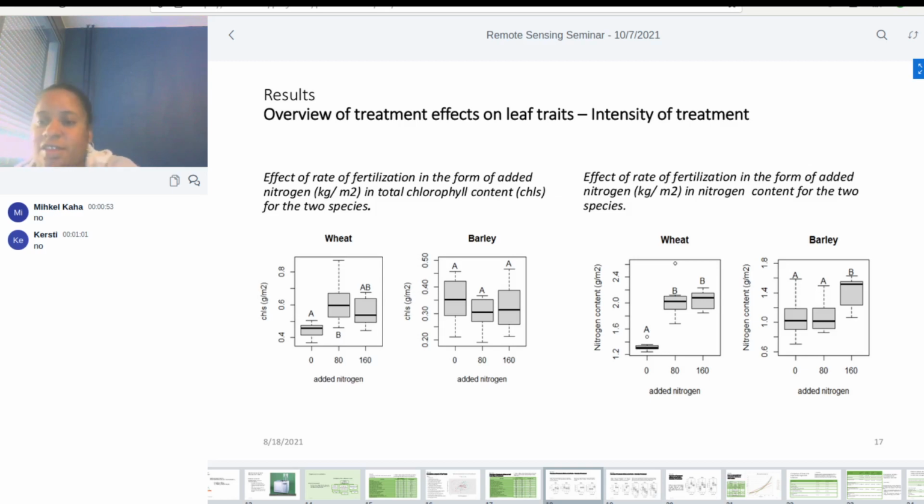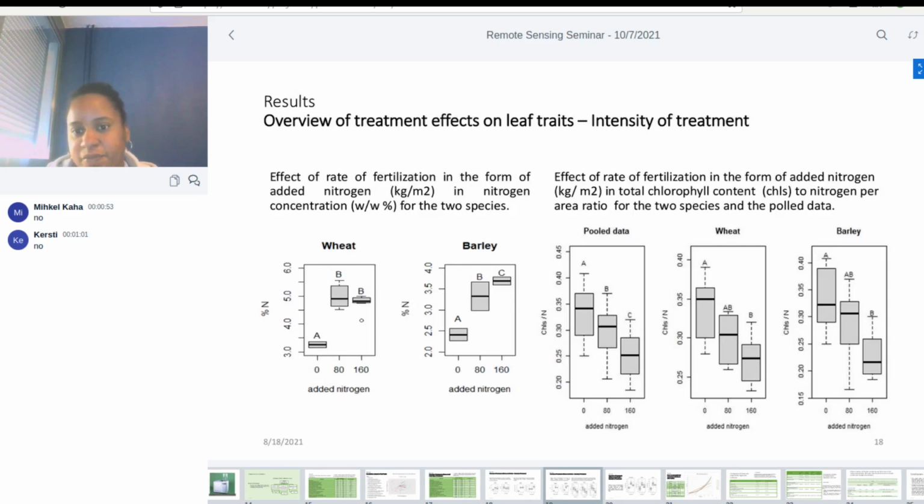Then we have the nitrogen content, again, as a function of the intensity of treatment. We can see that in the case of wheat and barley, the intensity of treatment did increase the nitrogen content. Then we have the nitrogen concentration as a function of the intensity of treatment, and it is clear to see that the nitrogen concentration also improved with the increase of the concentration of nitrogen that was added to the soil.